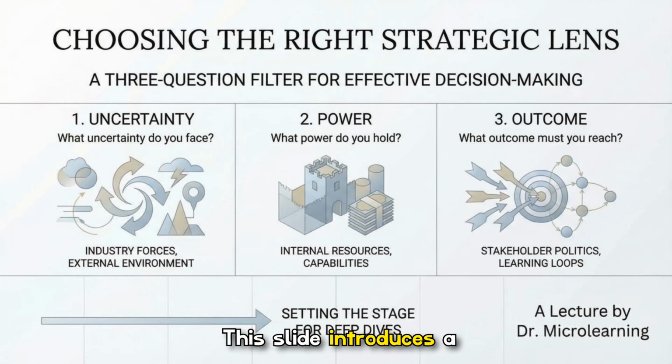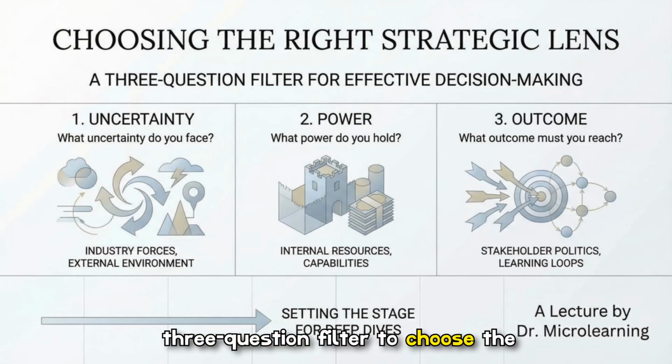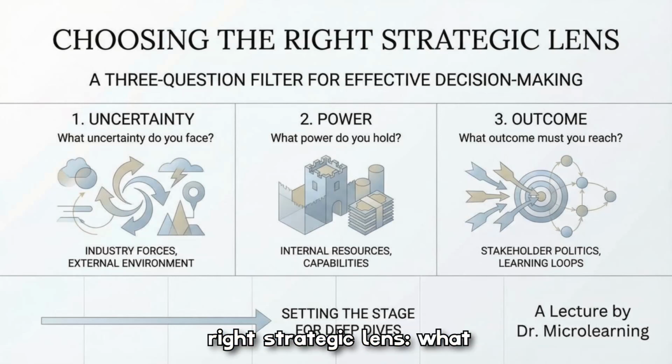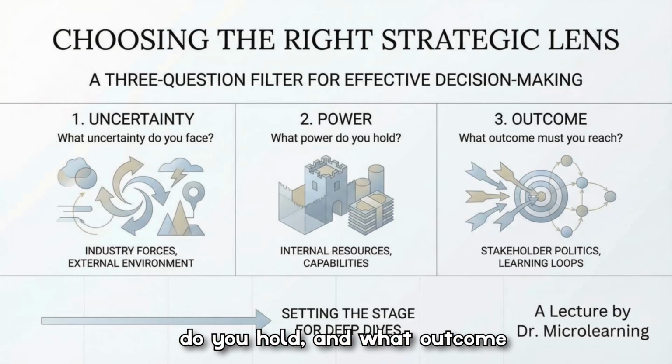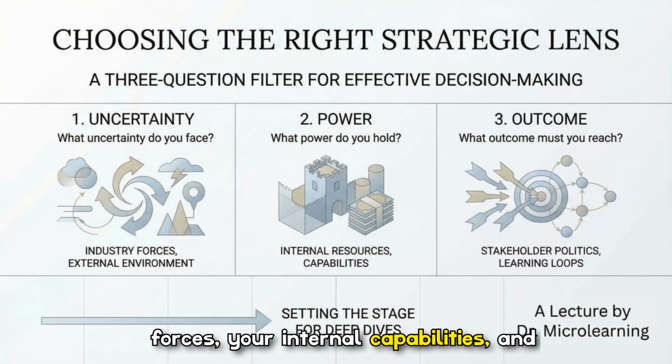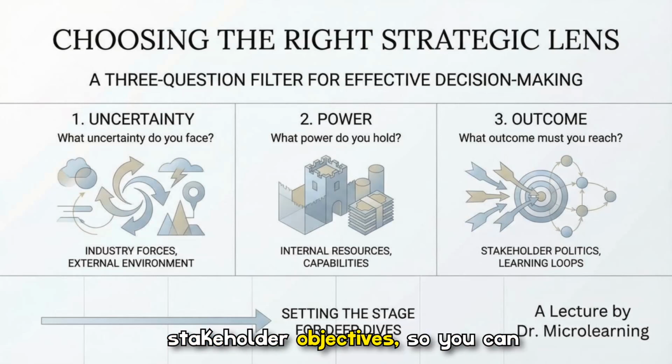This slide introduces a three-question filter to choose the right strategic lens. What uncertainty do you face? What power do you hold? And what outcome must you reach? Use these questions to focus analysis on industry forces, your internal capabilities, and stakeholder objectives, so you can pick the model that best fits the situation before diving deeper.